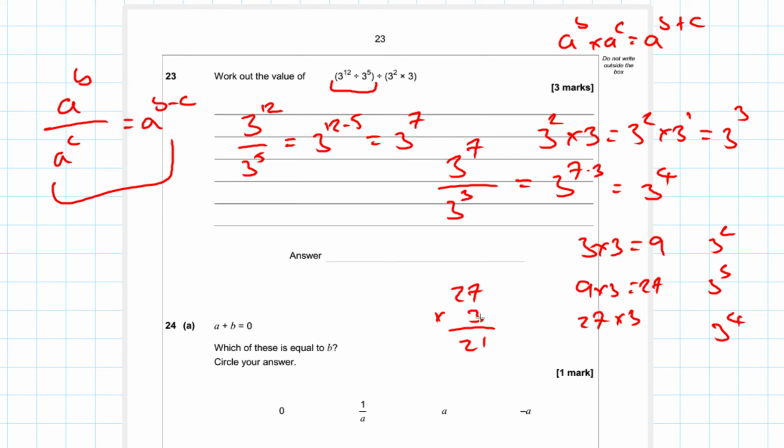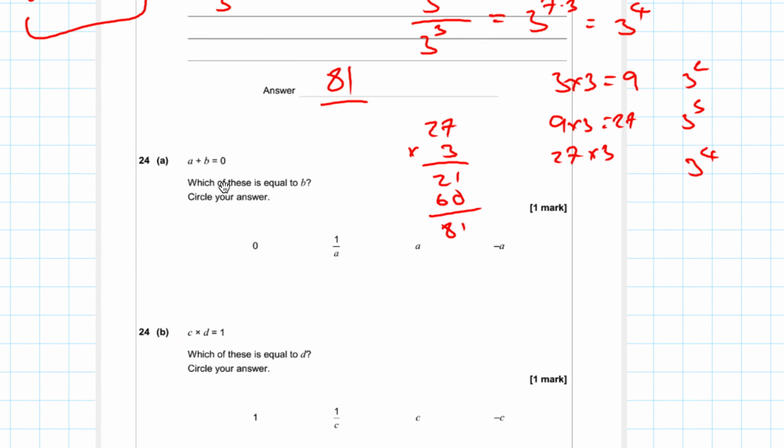7 times 3 is 21. And then 3 times 20 is 60. So this is 81 as an answer. But please, just take it step by step. Remember to do the brackets first as well, as for BIDMAS or BODMAS. That's why we did the 3 squared times 3 first before we divided through by everything.